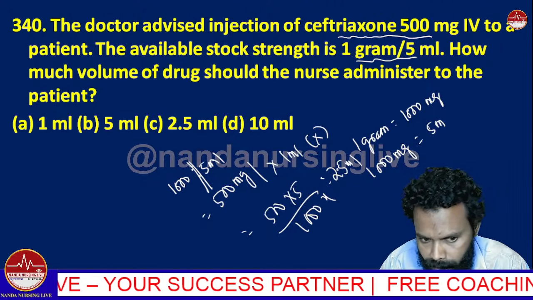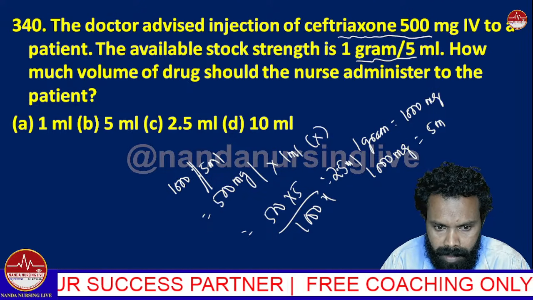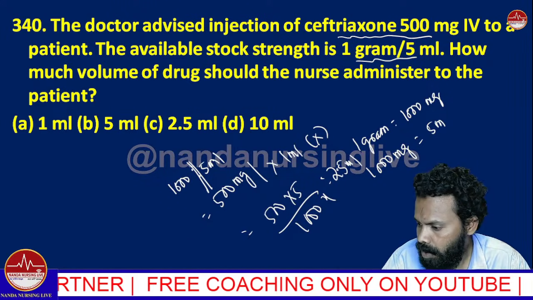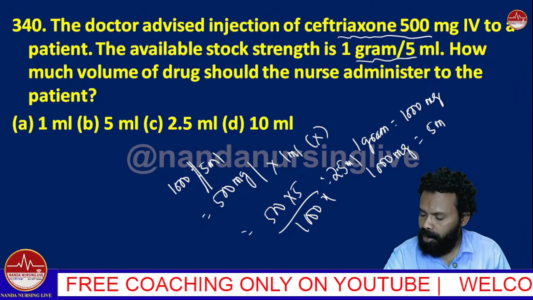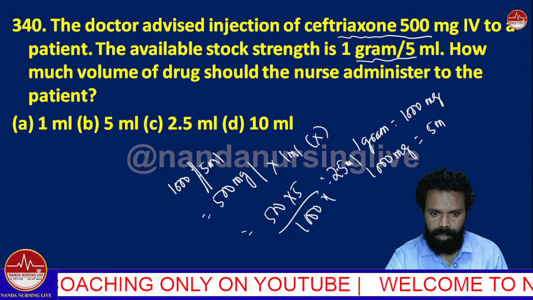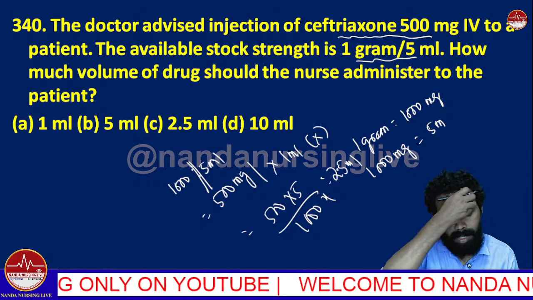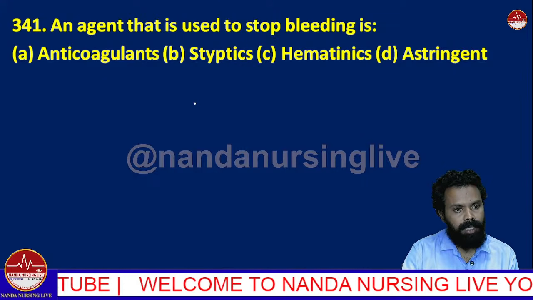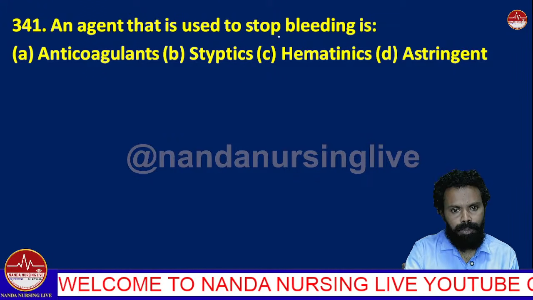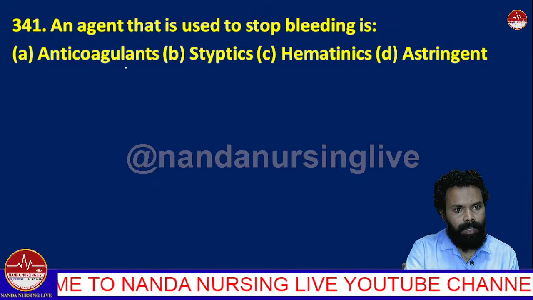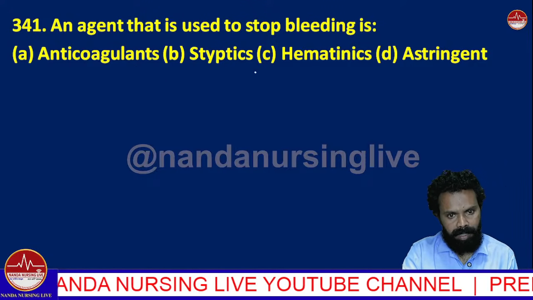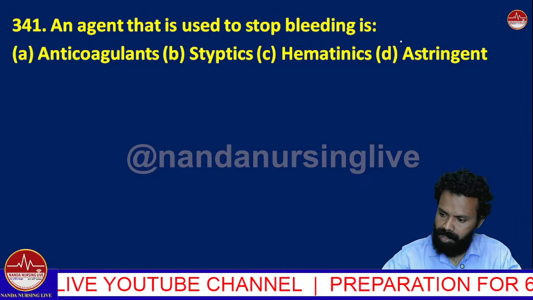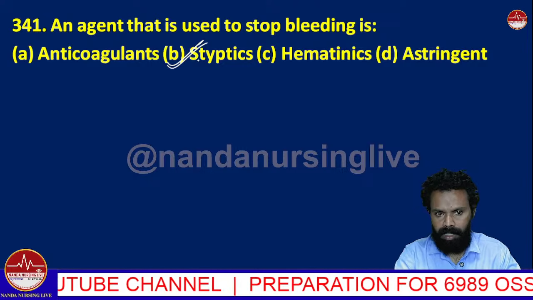1000 divided by 5 ml equals 500 milligram into required ml, right? So 500 into 5 divided by 1000 equals 2.5 ml. So option C is the correct answer. Very good. Next question number 341: an agent that is used to stop bleeding is option A anticoagulants, option B styptics, option C hemantinics, option D astringents. So which option is the correct answer, beta? The correct answer is option B, styptics.